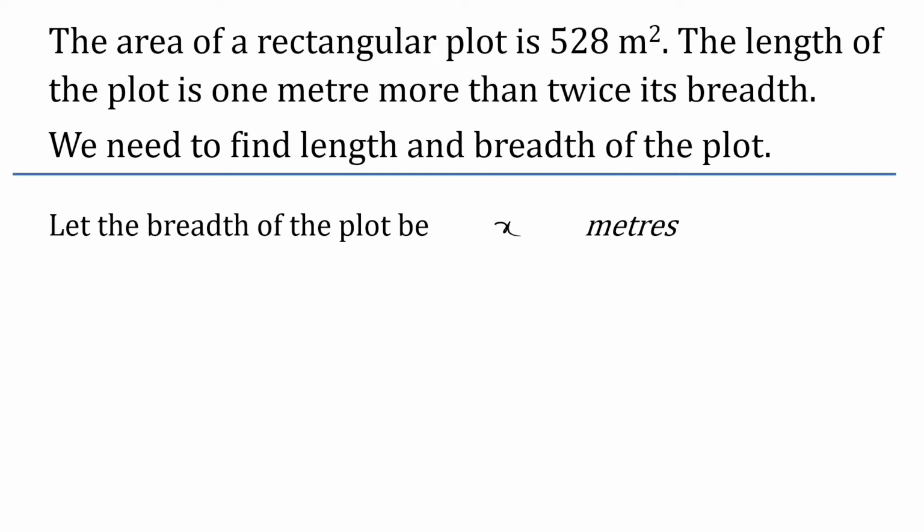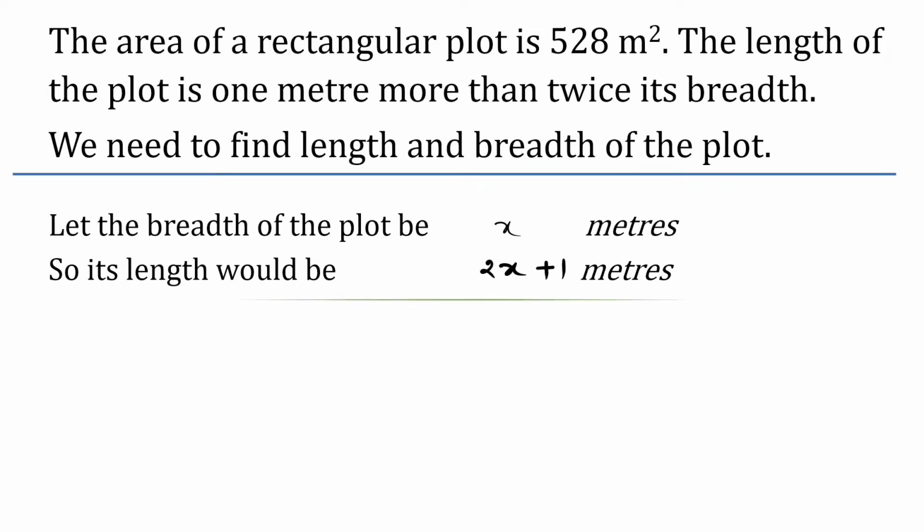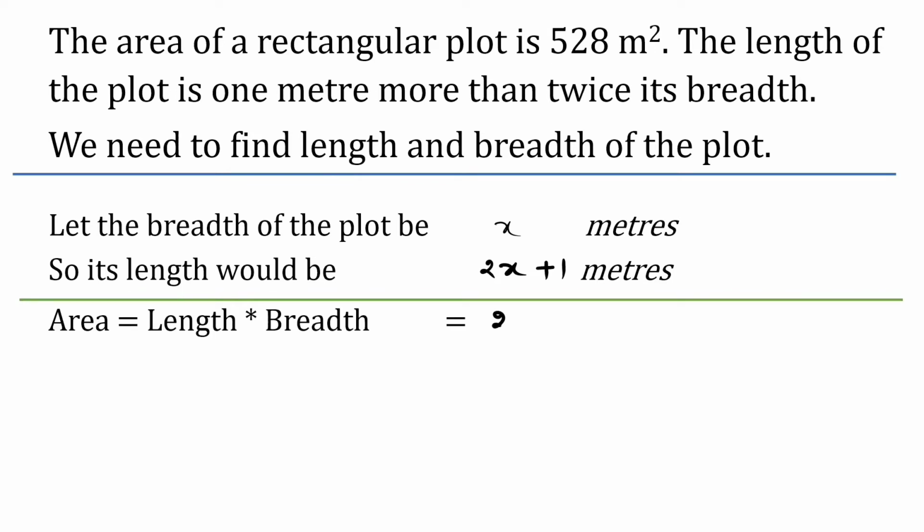So here we assume the breadth of the plot to be x meters. So twice its breadth means 2x and 1 meter more means plus 1. So 2x + 1 will be its length. Now we know area is equal to length times breadth, which is (2x + 1) times x, is equal to the area, which is given to be 528 meters squared.